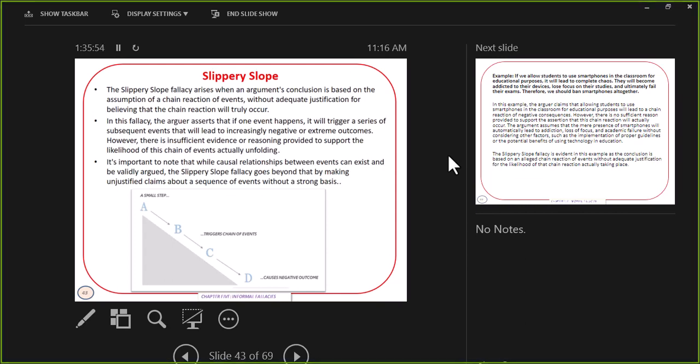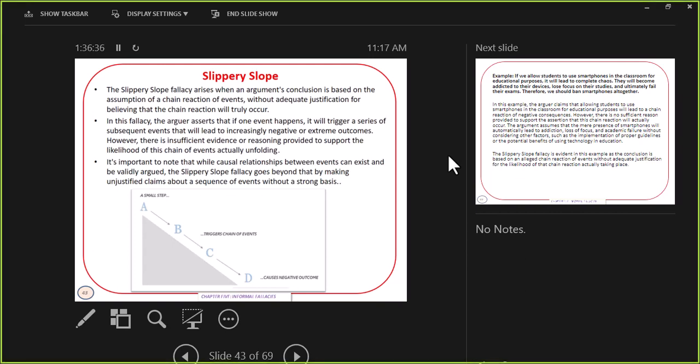Slippery slope fallacy. An argument's conclusion is based on the assumption of a chain reaction of events without adequate justification for believing that the chain reaction will truly occur. In this fallacy, the arguer asserts that if one event happens, it will trigger a series of subsequent events that will lead to increasingly negative or extreme outcomes. There is insufficient evidence or reasoning provided to support the likelihood of these events actually unfolding. It's important to note that while a causal relationship between events can exist and can be validly argued, the slippery slope goes beyond that by making an unjustified claim about the sequence of events without a strong basis. Right?